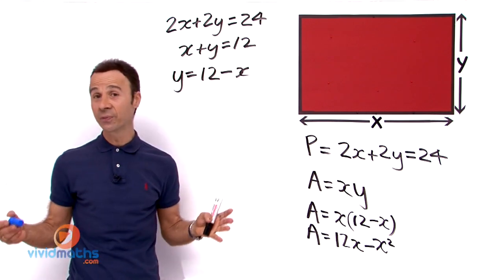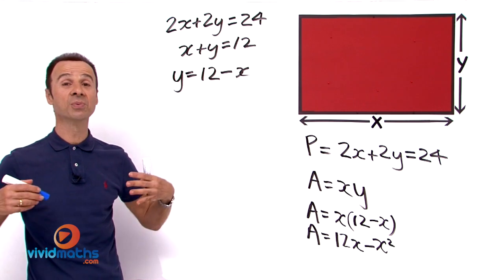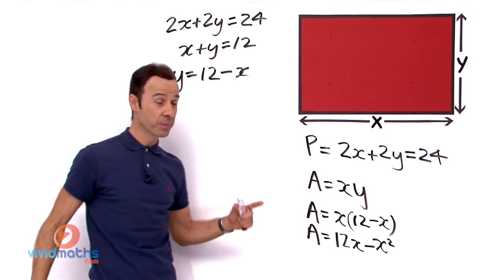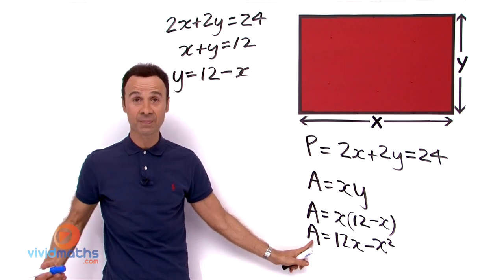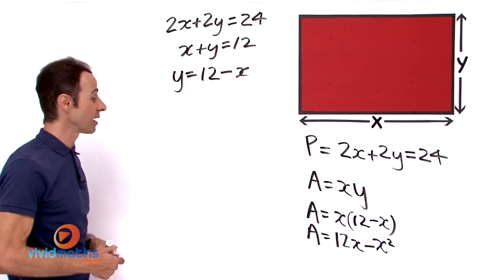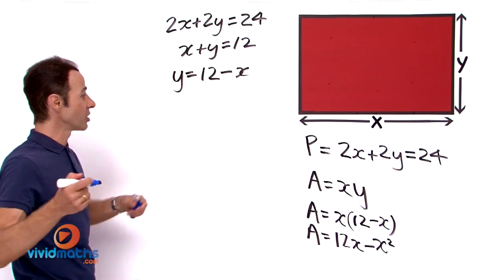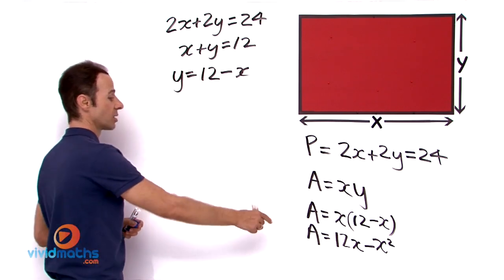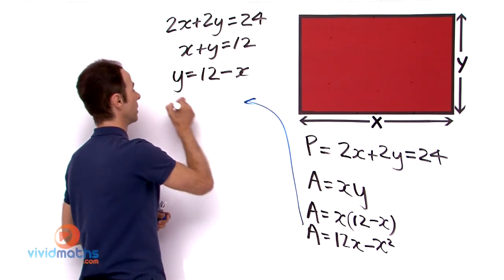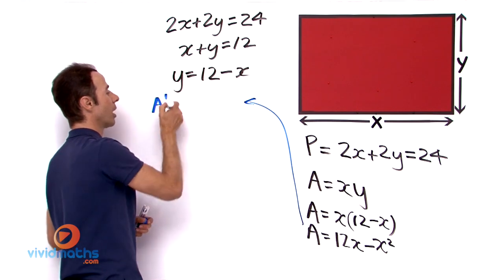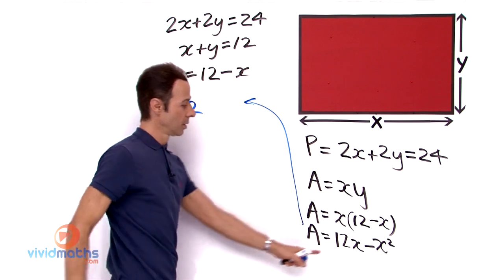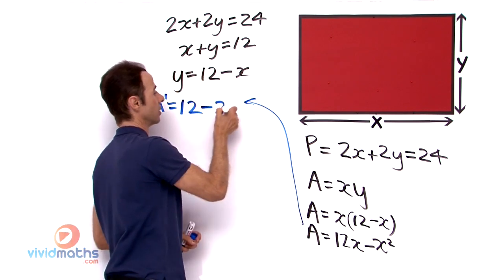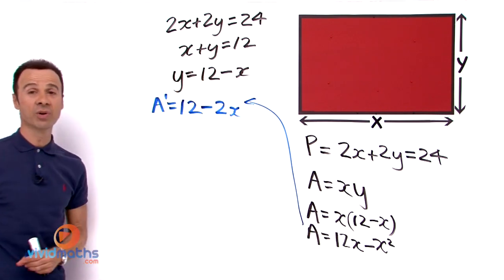And why would we want to differentiate it? Because we want to get the maximum area. And because we want maximum area, that has to be the subject of the formula. All right, so let's do that now. So let's find what A dash is. So I'm going to write it down over here. So just bringing it up here. So A prime equals 12 minus 2x. Here we go. First derivative. We have it.